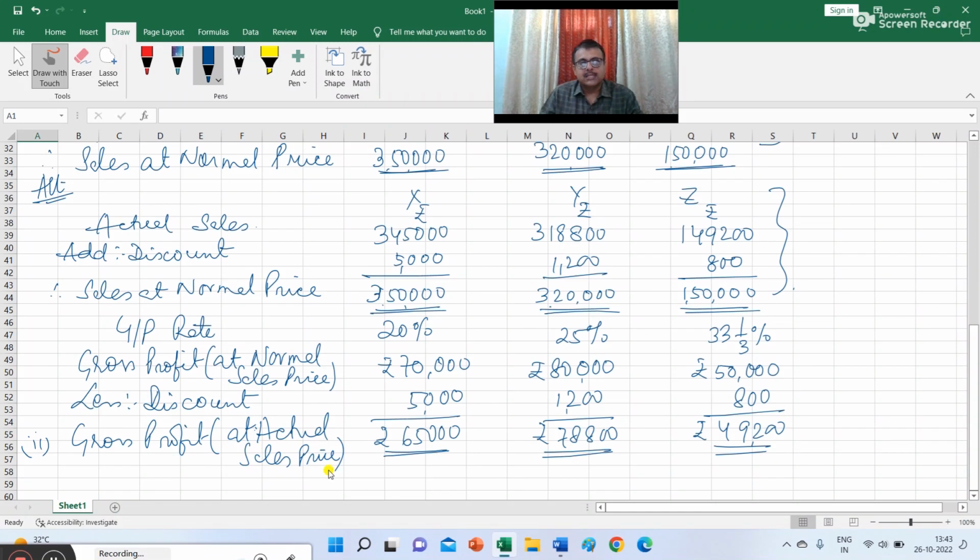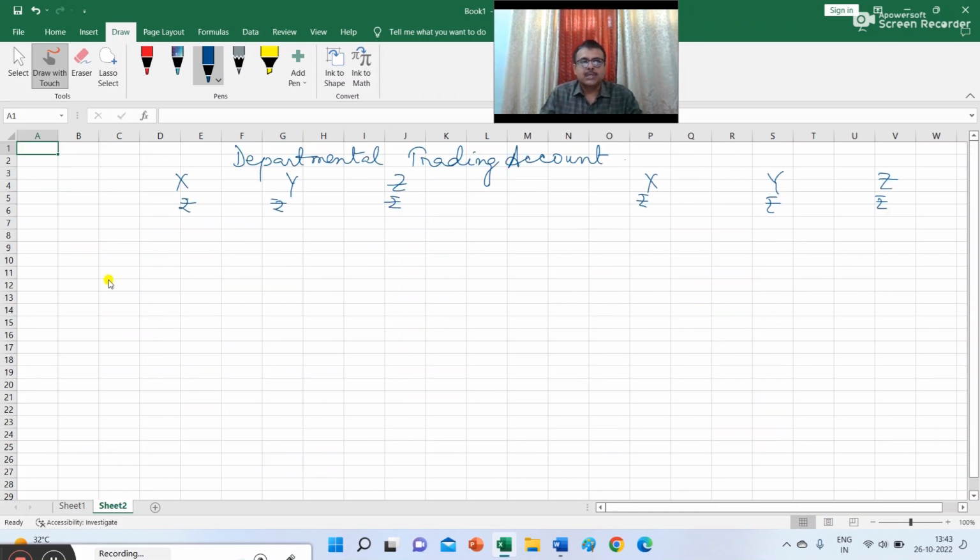I have prepared the structure of the departmental trading account. There are 3 departments. On the debit side I have written X, Y and Z, and on the credit side I have written X, Y and Z. So we have the opening stock for rupees 48,000, 72,000 and 24,000. These are the opening stock as given in the question.